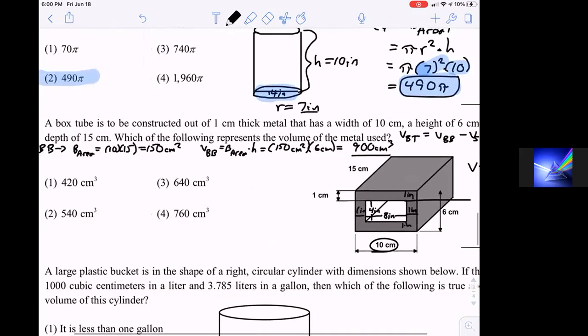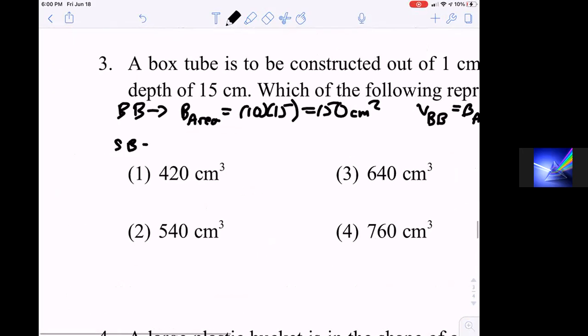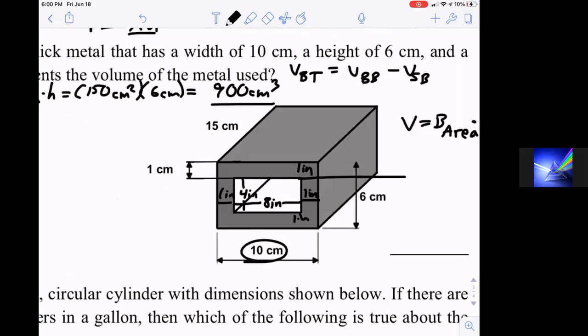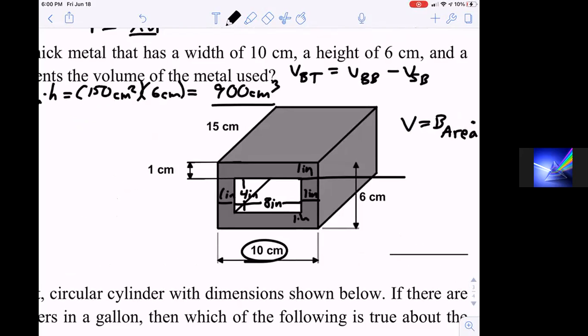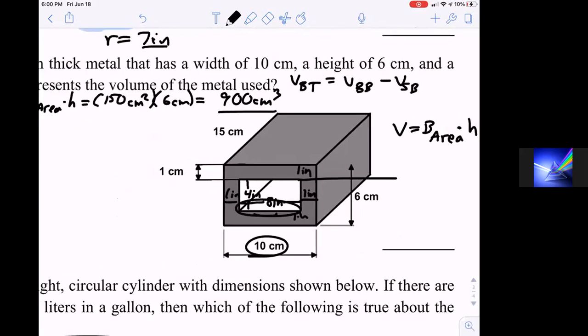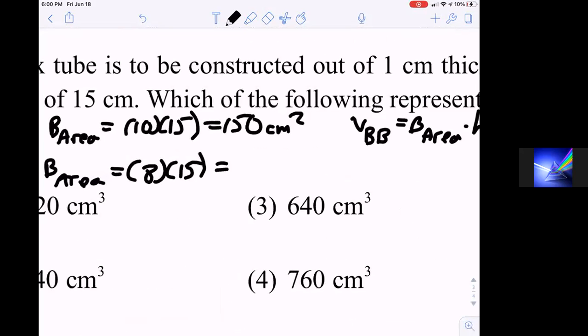So let's find first the small box. Let's go ahead and find the base area. The base area is going to be 8 times the 15. Okay, so in other words, I'm not going the full 10 like I am here. I'm going only 8, but it's 8 times the whole 15. And for that, we get 120 cubic centimeters.